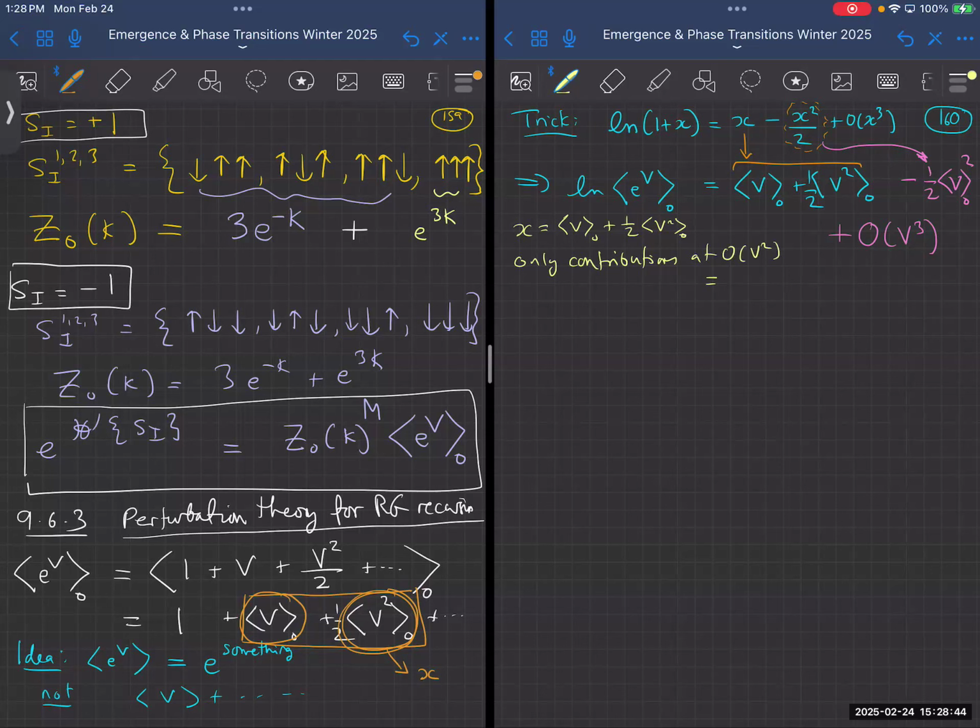At order v squared, the logarithm of the expectation of e to the v is equal to 1/2 times the expectation value of v squared minus the expectation of v, squared, like so. That's the order v squared term, and then the first term is just the expectation value of v. So that's the first order, and then there are the higher order terms.